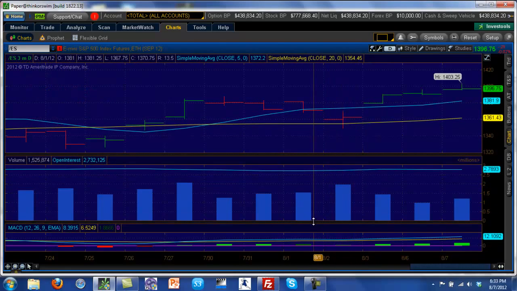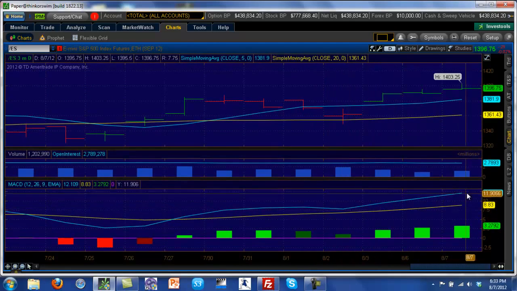And then finally, we can see that the MACD is also moving up. It's diverging from the slow indicator, the yellow line, and you can see the histogram gaining in strength as well. So all of these indicators tell us that we potentially have a bullish S&P 500 for at least the near term.